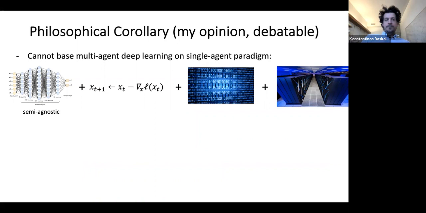Philosophical corollary, in my view, based on the results I was talking about: this nice paradigm we followed in single-agent deep learning cannot be generalized as easily in the multi-agent deep learning world. And the reason is that the nice notion of local optima does not have an analog. It does have an analog, this local Nash thing, but that analog is computationally much more intractable. Where do we go from here?